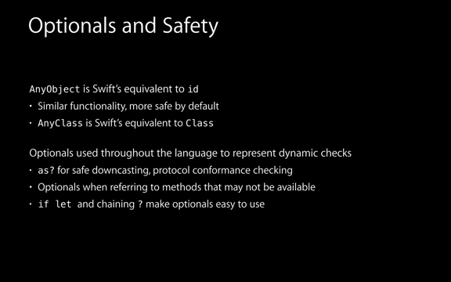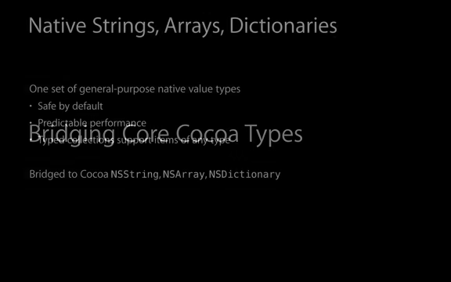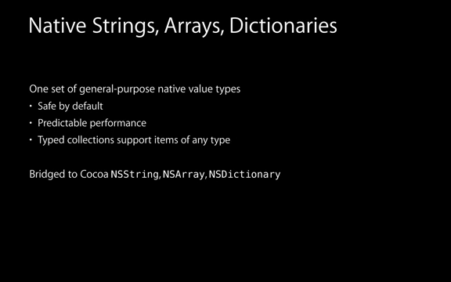With that, let's switch gears a little bit and talk about bridging of Cocoa data types. First, let's talk a little bit about the native strings, arrays, and dictionaries within Swift. The goal of Swift is to have one set of general purpose native value types that you use for nearly everything. These need to be safe by default. This means bounds checking for arrays, automatic memory management, and so on. They need to have predictable performance so that you can look at code and have a sense of how it's going to behave, with no surprises, how it's going to perform.